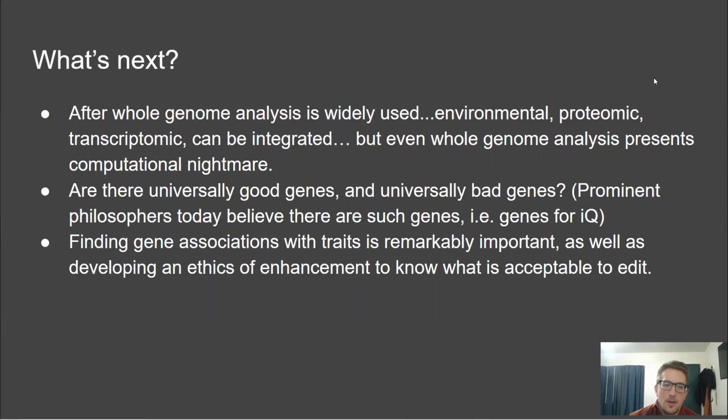So where does the field go after this? After whole genome analysis is used, which is a computational nightmare, there's proteomics, which is what proteins are being expressed, and transcriptomics, what transcripts are being expressed. Those things can be integrated, but they present such a computational nightmare that whole genome is really the best we can hope for in the near future. Multiomics is promising, but quite a ways away. But correlating these genes with particular traits is going to be a big first step.